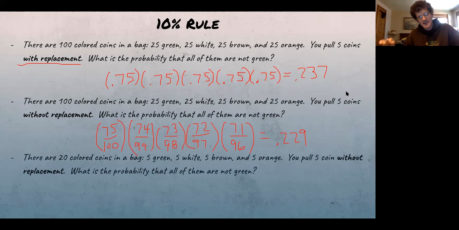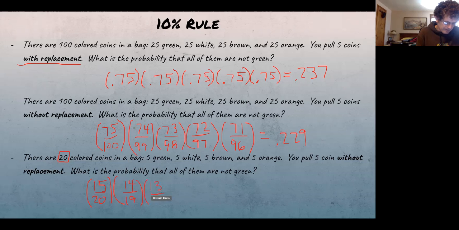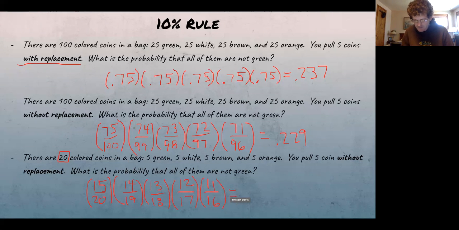We're going to do this one last time. The only thing that's changed between the second and third scenario is that now we're dealing with only 20 coins in the bag. So the probability of not getting a green the first time is still going to be 75%. In this case, it's 15 out of 20. But now every time, because we are not replacing, the next time is 14 out of 19, 13 out of 18. If you already have the numbers, you can start doing the math on your calculator already. So let's figure out what this probability is going to be.